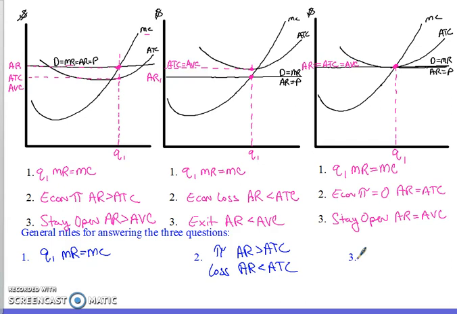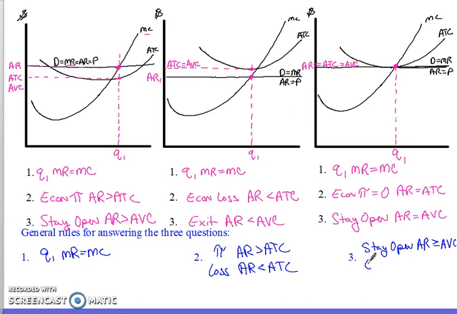And then question number 3 is where things are going to be slightly different than in the short run. The firm's going to stay open if what? If the average revenue is greater than or equal to the average variable cost. Let me say that again, because I was getting a little tongue-tied. The company will stay open if what? If the average revenue is greater than, or equal to, the average variable cost. Then they will stay open and continue to produce.